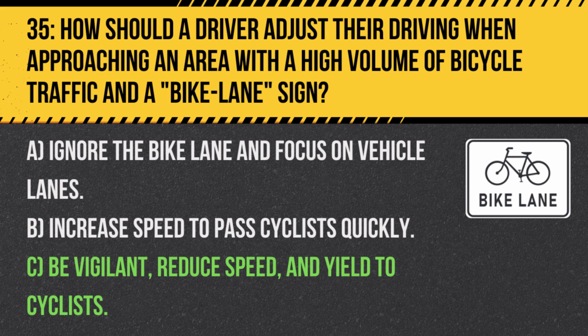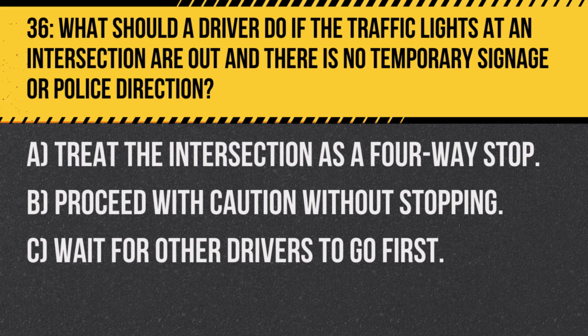Answer: C. Be vigilant, reduce speed, and yield to cyclists to ensure safety for all road users. Question 36. What should a driver do if the traffic lights at an intersection are out and there is no temporary signage or police direction? A. Treat the intersection as a four-way stop. B. Proceed with caution without stopping. C. Wait for other drivers to go first.